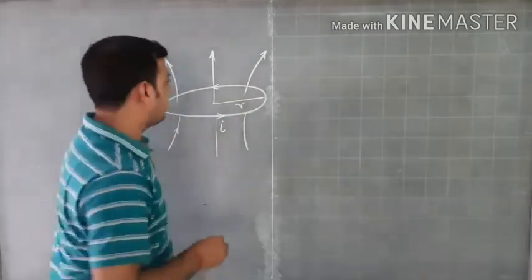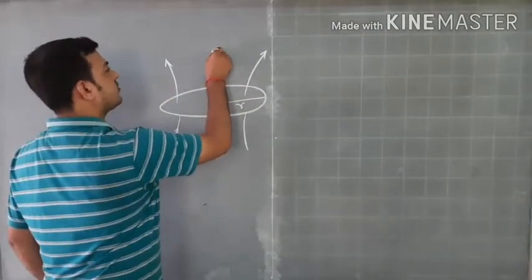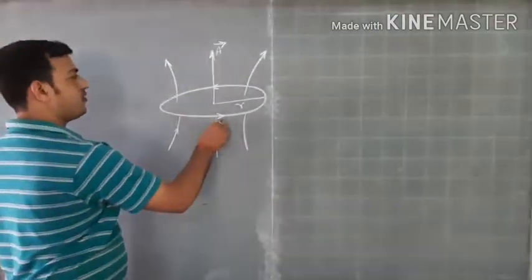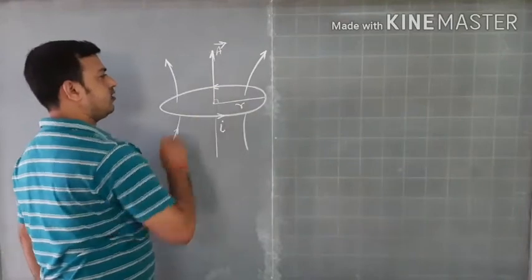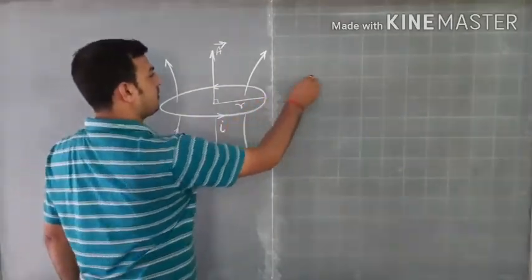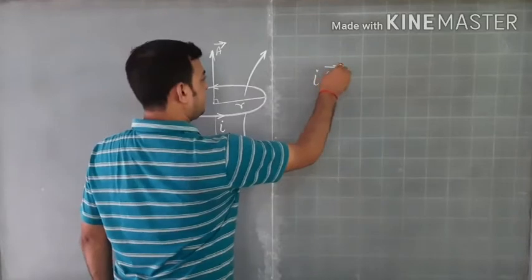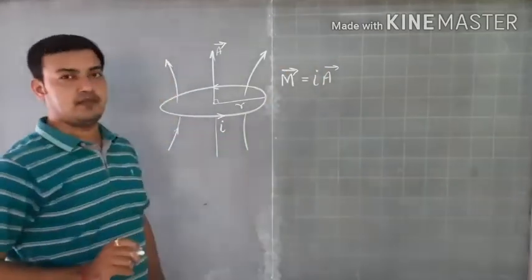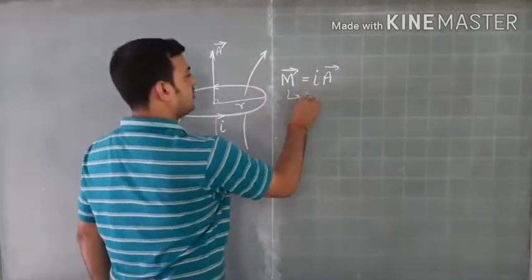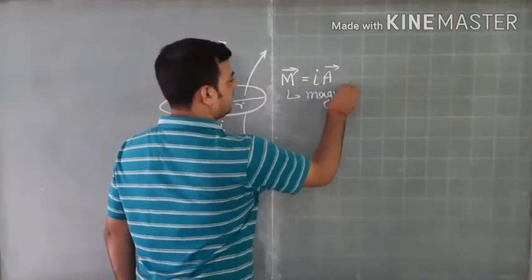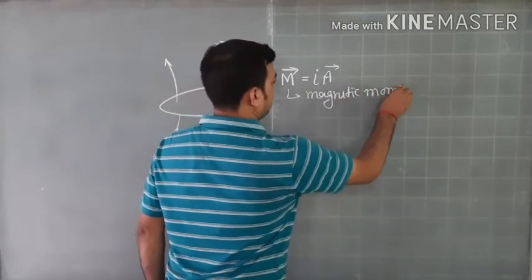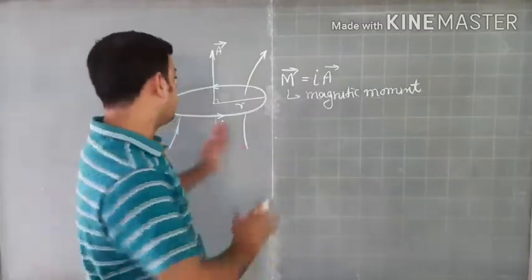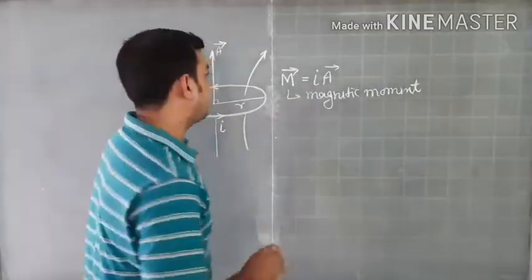Consider the radius of this loop is r, and this is the normal, so I can also write it as the area vector. I is the amount of current, A is the area vector that is normally outwards. If I multiply the current with the area vector, I will get the magnetic moment, a new quantity. This is the magnetic moment of this dipole, a magnetic dipole basically, because my coil is behaving like a magnetic dipole.